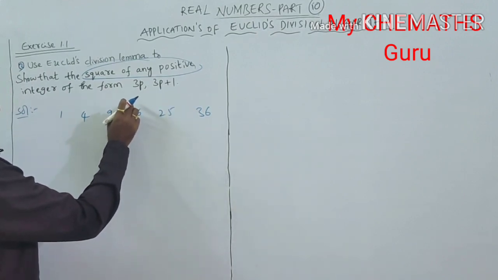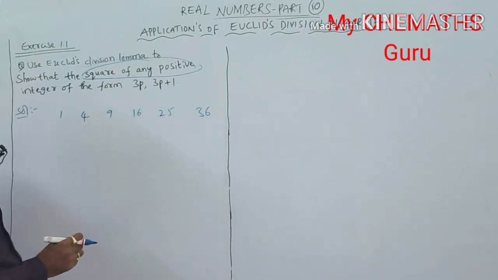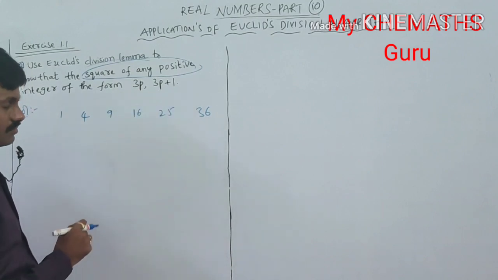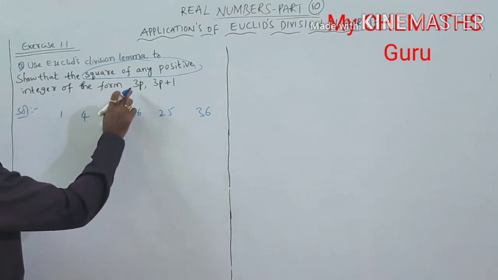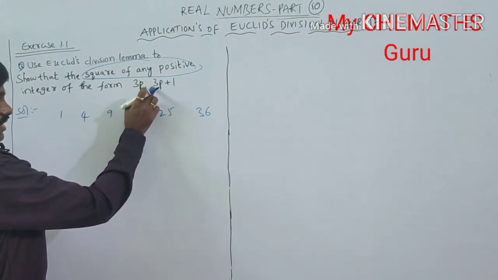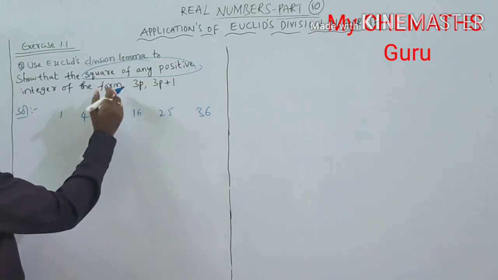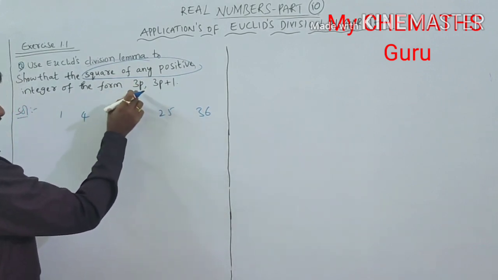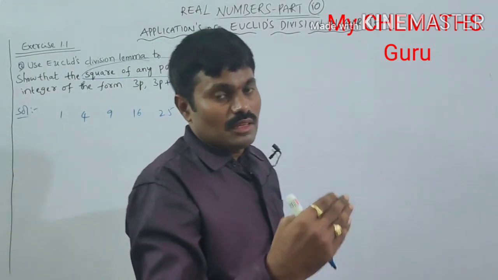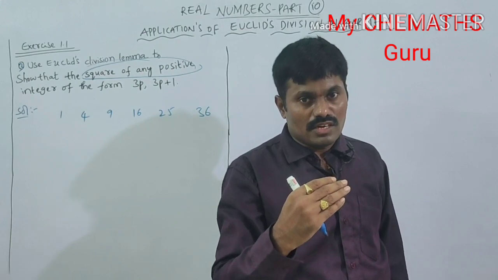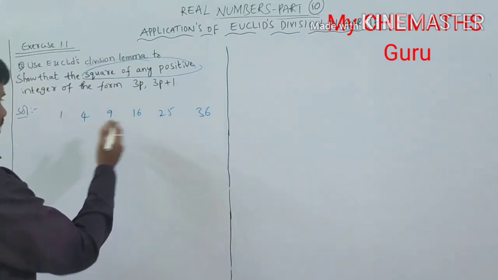Here, this is in the form of 3p or 3p plus 1. We should show whether it is in the form of 3p or 3p plus 1. See, 3p or 3p plus 1 means what is 3? Here 3 is a divisor. And here, in 3p, if you write in the form of division algorithm a equals bq plus r, the remainder is 0. Here the remainder is 1. That means if you divide the square numbers by 3, you should always get remainders either 0 or 1.